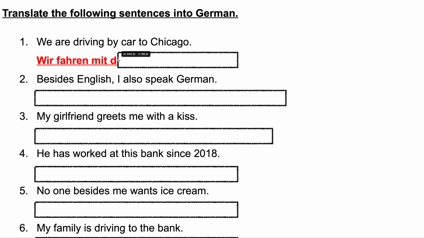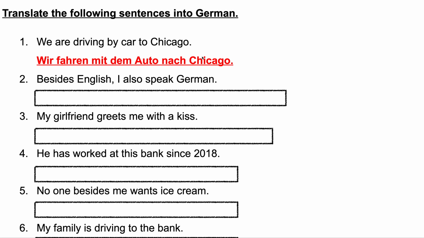So we have here mit dem Auto, with the car. That's dem Auto, because this is a neuter noun, and mit is a dative preposition. And then, of course, the only thing left, nach Chicago, to Chicago. Wir fahren mit dem Auto nach Chicago. We are driving by car to Chicago.